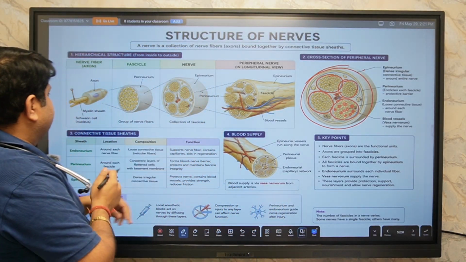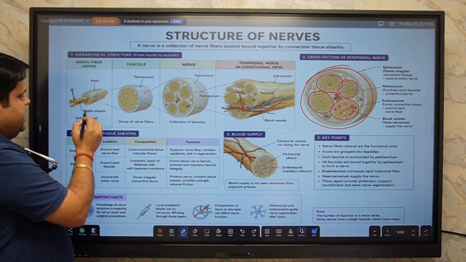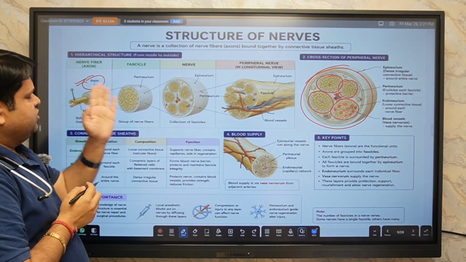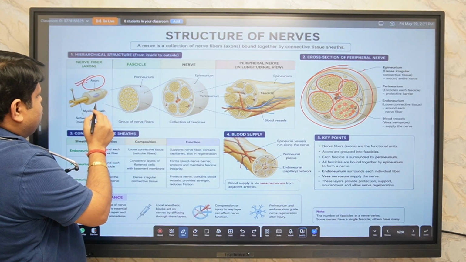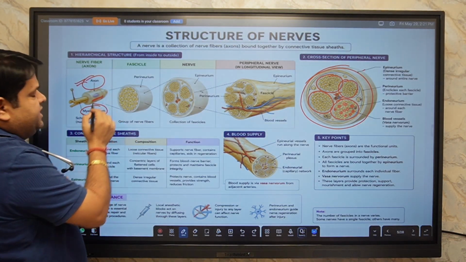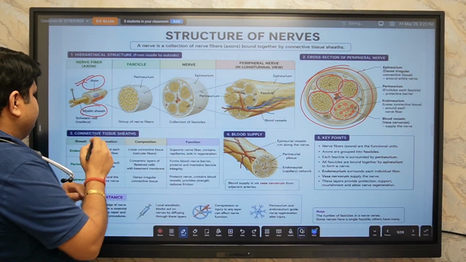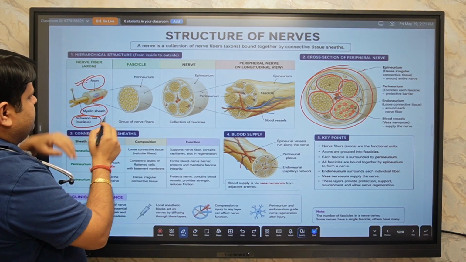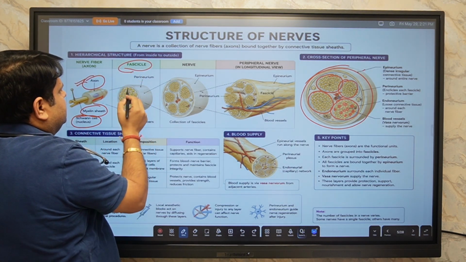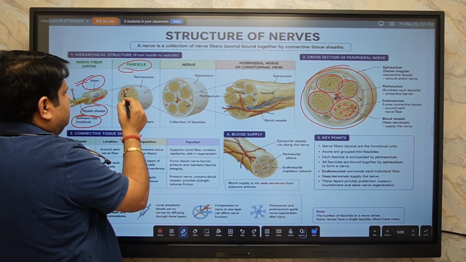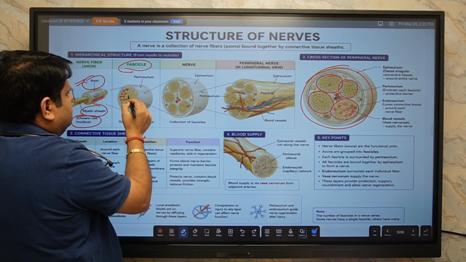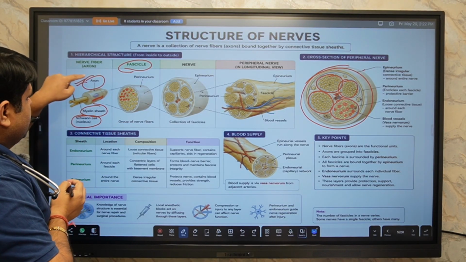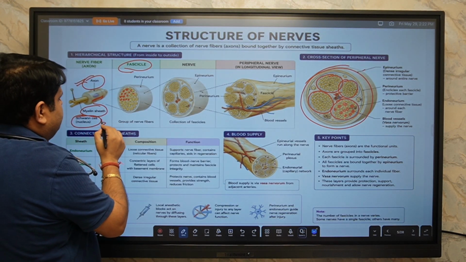From inside to outside, on the inner side there is the axon. Axon or nerve fiber is a single unit of the nerve. The axon is covered by the myelin sheath in a myelinated fiber and not covered in an unmyelinated fiber. Schwann cells cover the axon. In a fascicle, multiple axons are present. So multiple axons combine to form the fascicle. The covering of the axon is the endoneurium.